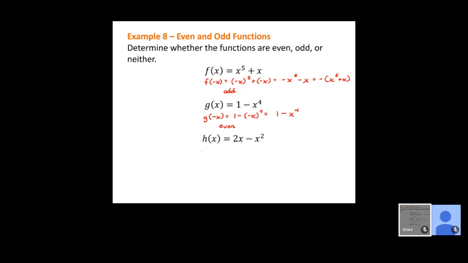All right, and then h of x. We're just going to substitute a negative x. So we get 2 times negative x minus negative x squared. And if we simplify this, what are we going to get?